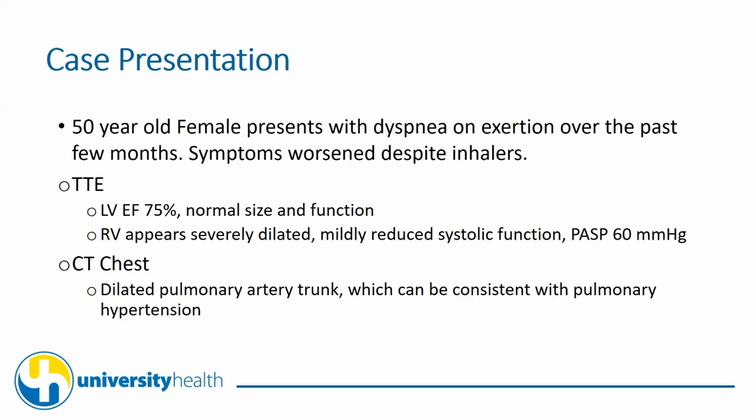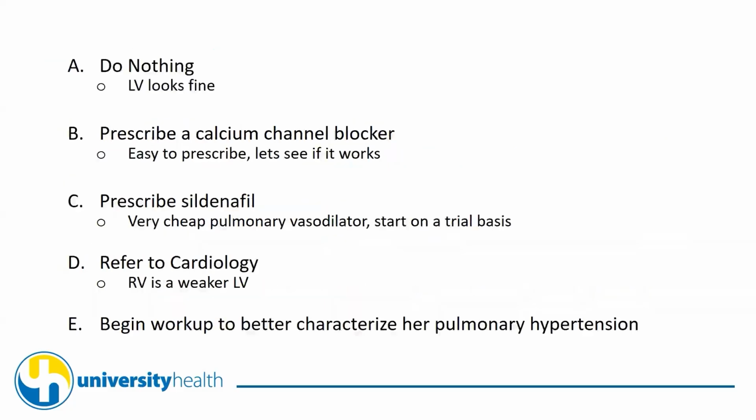She may or may not also have a CAT scan of the chest, where the radiologist says there's a dilated pulmonary artery trunk, which can be consistent with pulmonary hypertension. So what do you do in this situation?